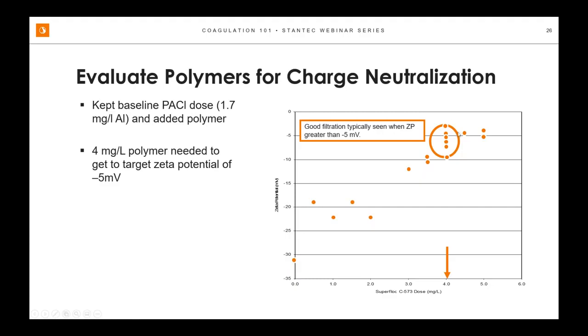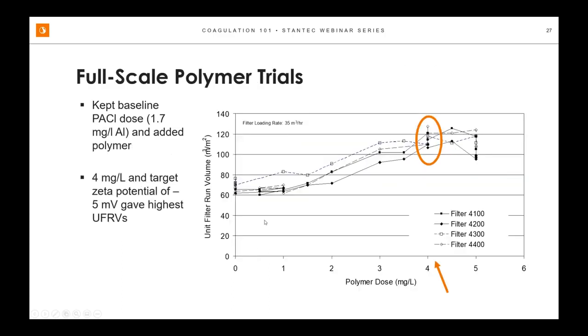us to roughly -5. And you can see it took 2 milligrams of polymer, cationic polymer, just to even move the needle on the charge. And we saw, okay, about 4 milligrams per liter on bench with jar tests looks like it should work. So they got a temporary polymer dose system, kept their baseline polyaluminum chloride, and then at full scale, they started adding very slowly different amounts of polymer.